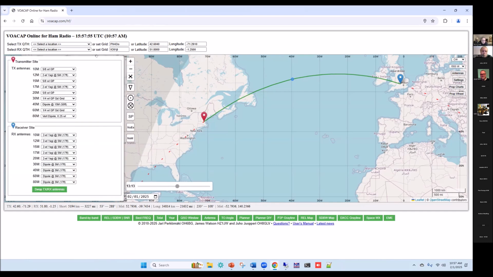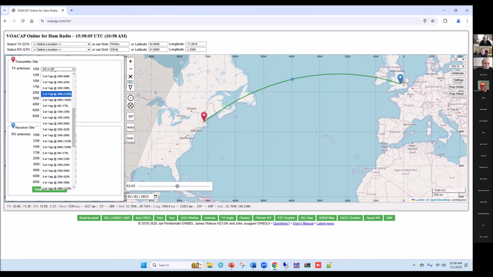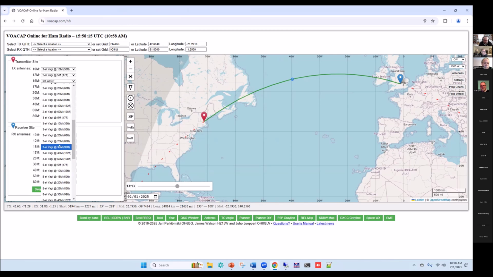Okay. What do you have on 10? 3 elements on 10, 15, and 20. Technically 4 elements on 10 and 3 on 15 and 20. All right, so we'll keep it simple. We'll call it 3 elements at what height? 50 feet. All right, 3 element at 50.